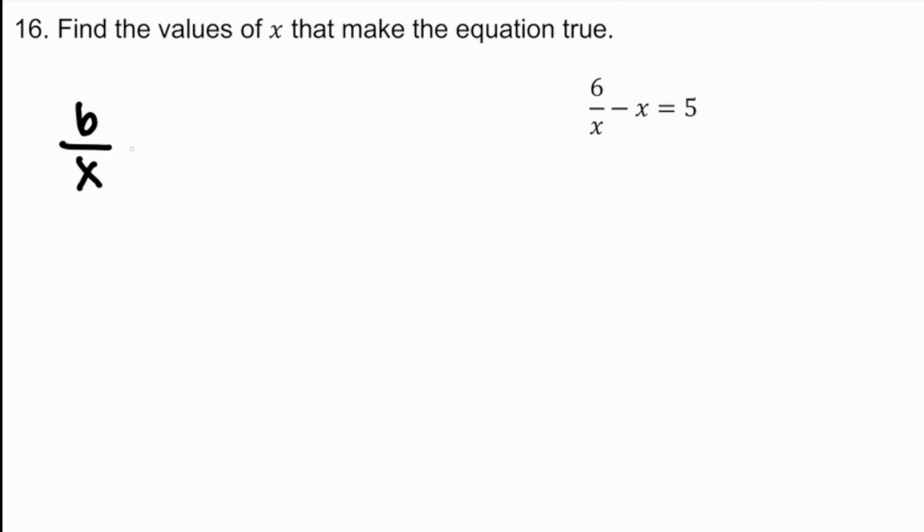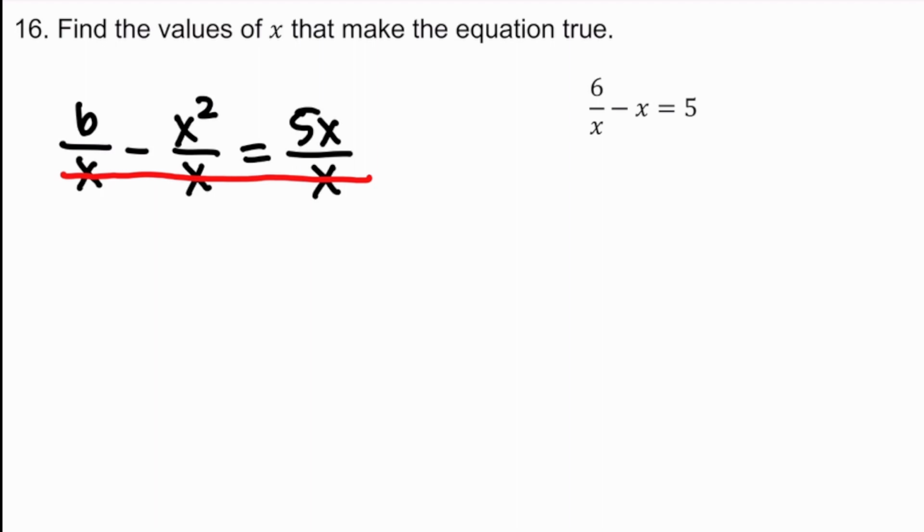So 6 over x minus x, so I'm going to need to multiply on top and bottom by x. So I get x squared over x. That makes sense. I could reduce that to minus x. And 5, well, I guess I'd have to call that 5x over x. That looks a lot like 5. So now that I've got a denominator on all the terms in the equation, I can just get rid of that denominator and say, all right, that means 6 minus x squared equals 5x.